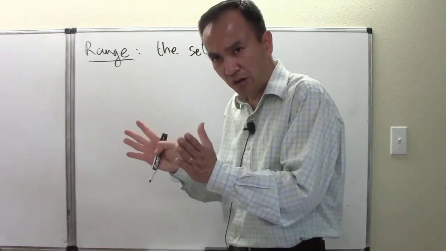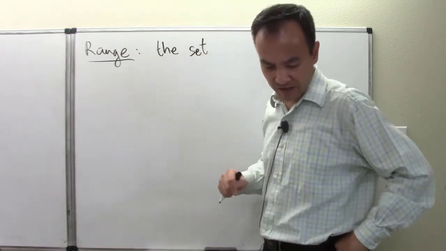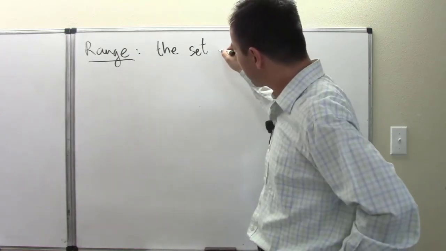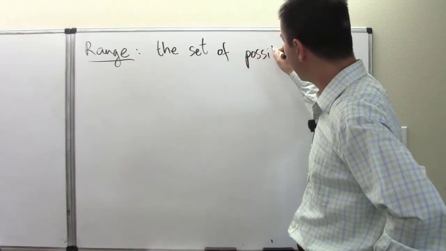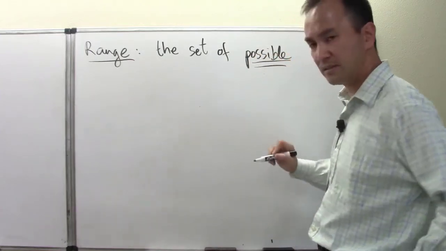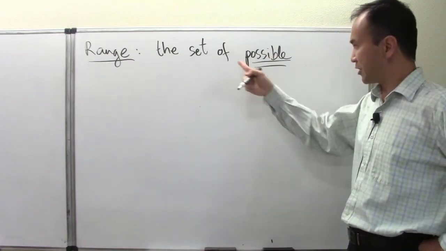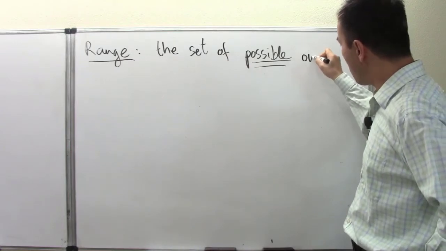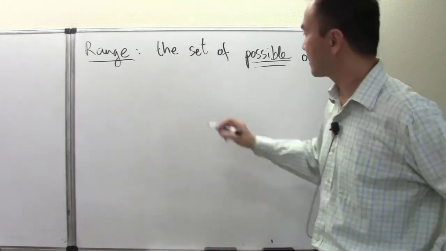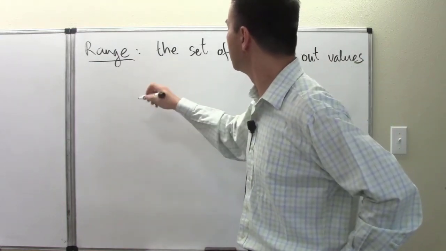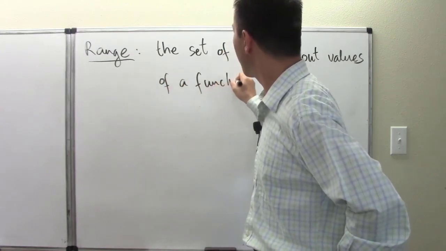That zone I've been talking about is a set of values, in formal math terms. So the range is the set of possible, see, I made that demonstration earlier about possible or impossible outputs, so the set of possible output values of a function. That's what the range is.